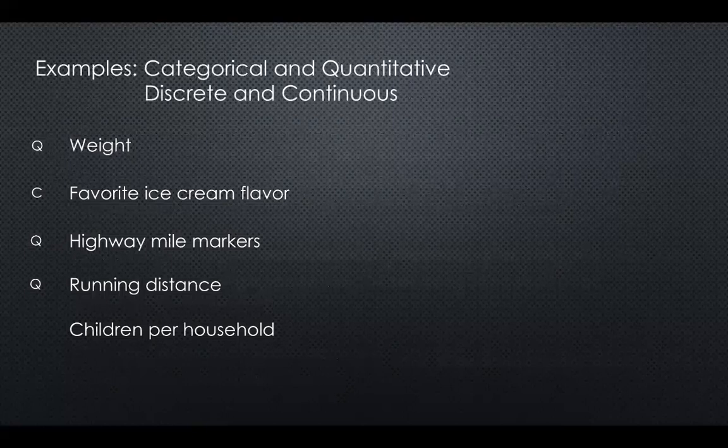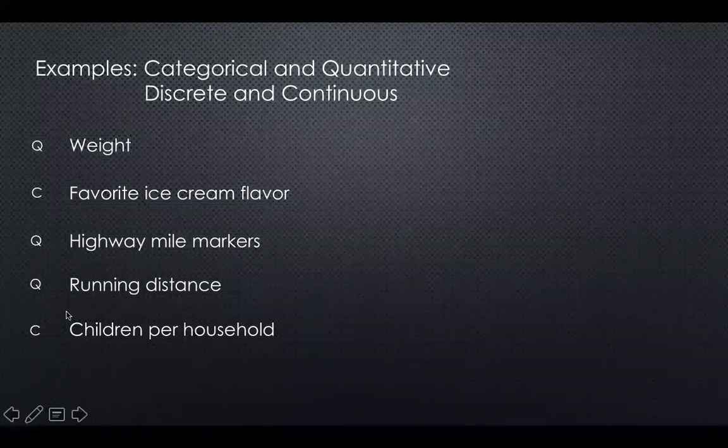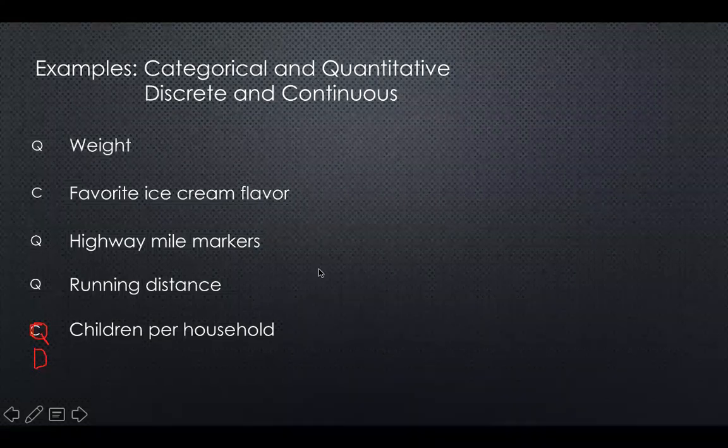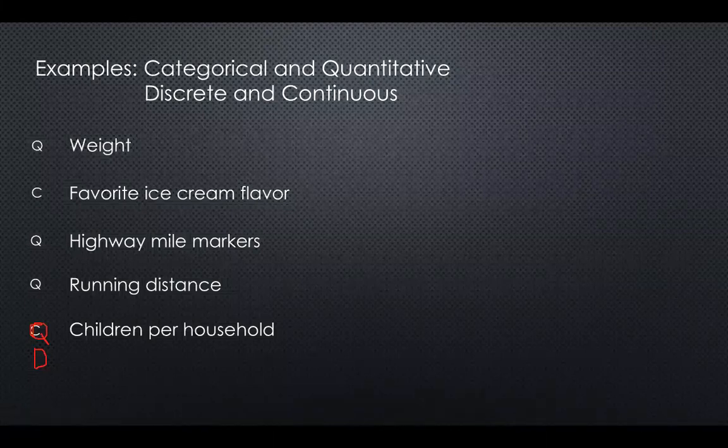Finally, children per household. Sorry, why does it say categorical? That is quantitative. And it is discrete because you cannot have 1.5 children per household. You cannot have 3.4 children per household. You can have 1, 2, 3, or 0.